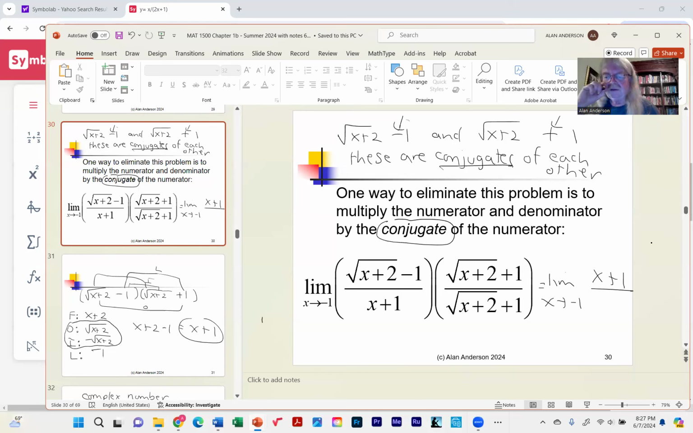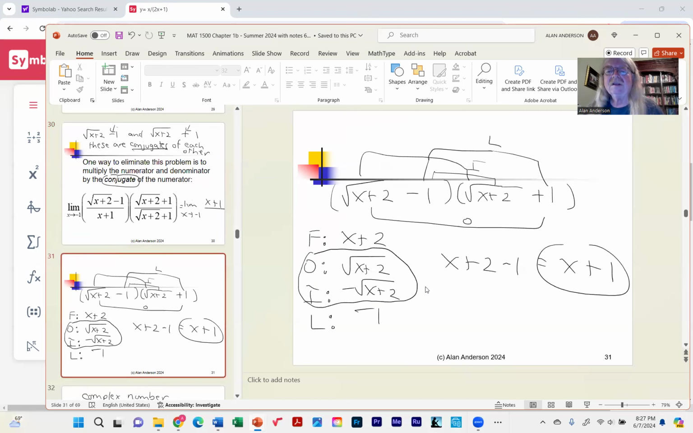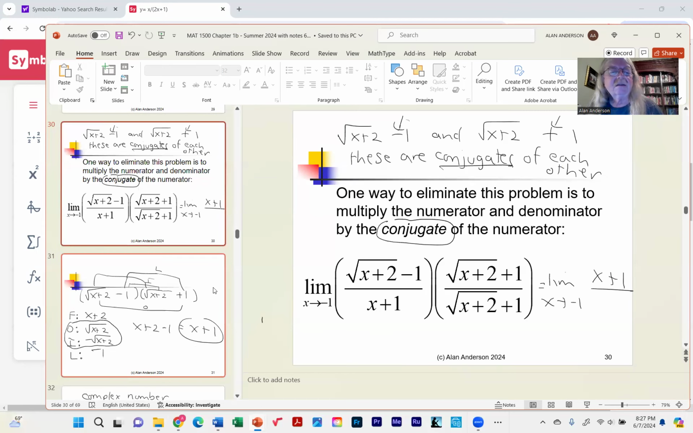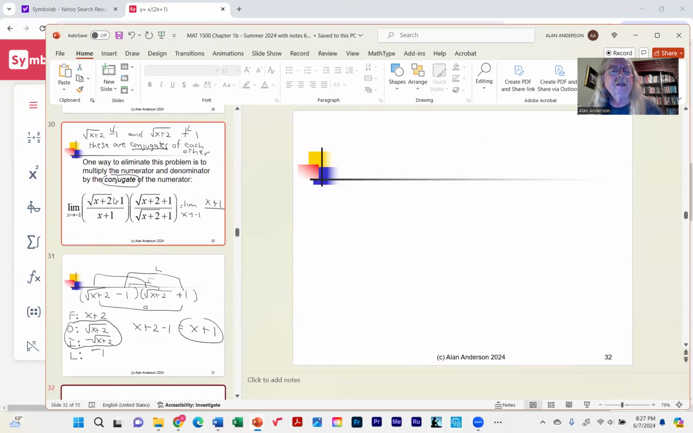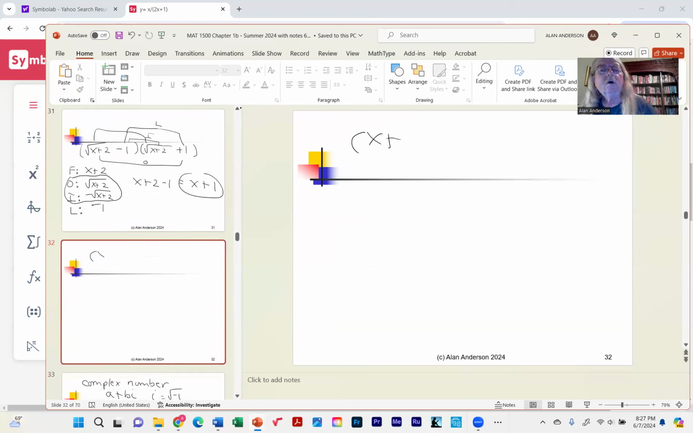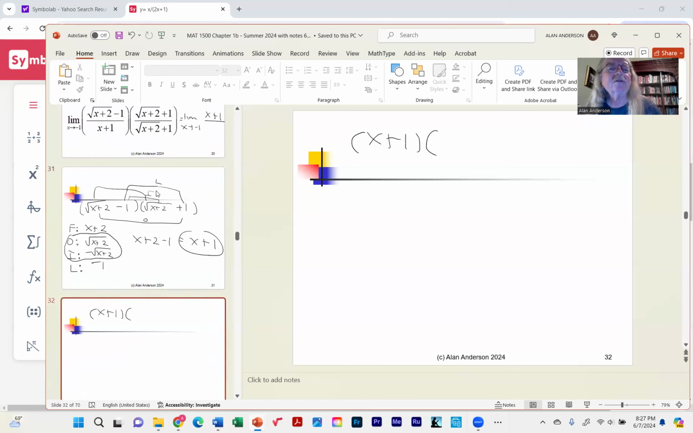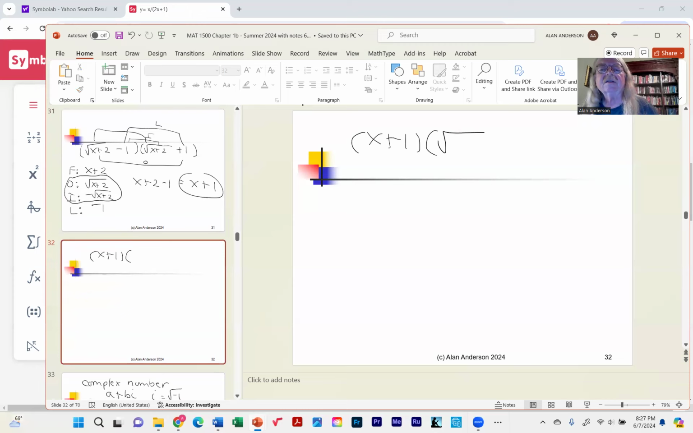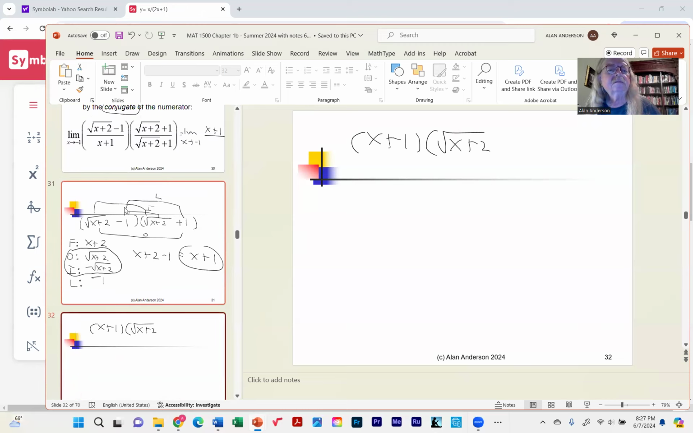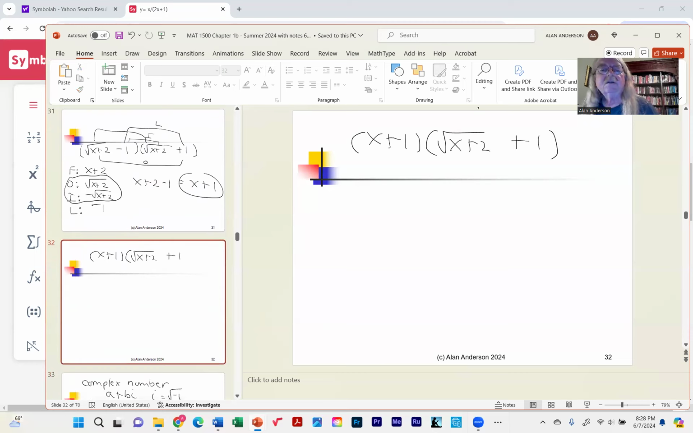What about the denominator? Well, we can't use FOIL on this one, but we can multiply them anyway. So we're going to have x plus 1. Well, actually, no, my mistake. We can use FOIL here because we still have two terms in each set of parentheses. We have two binomial terms. So let's do it.